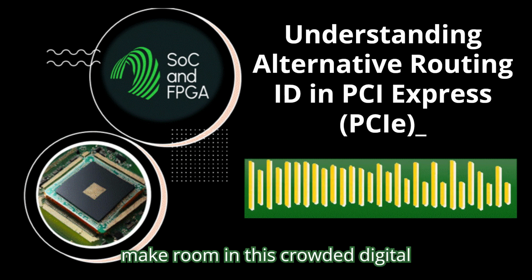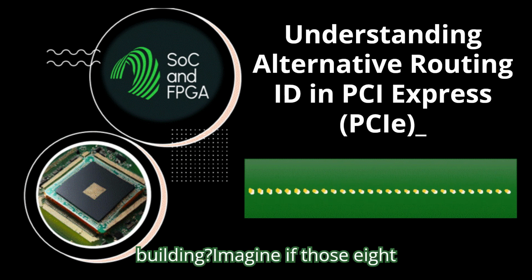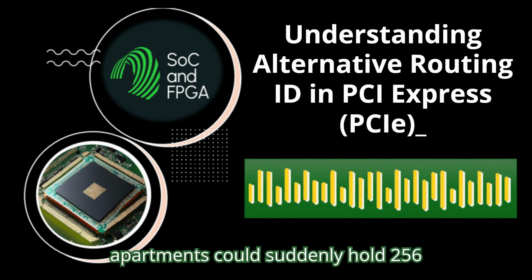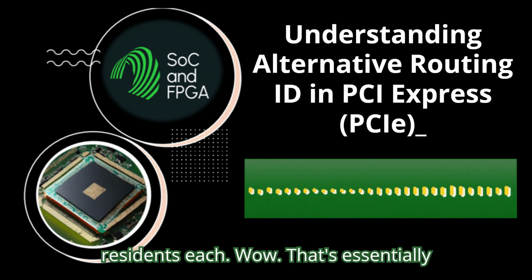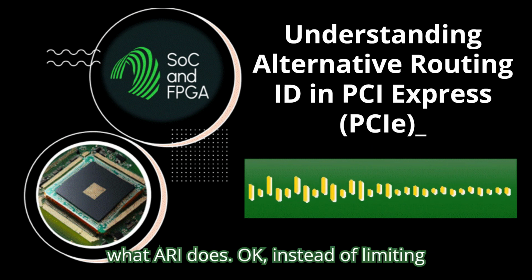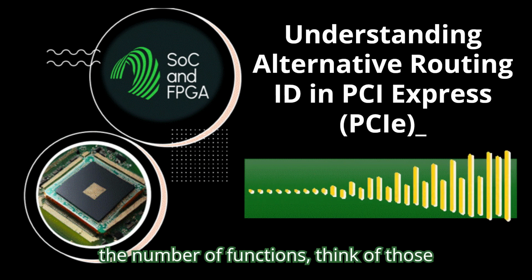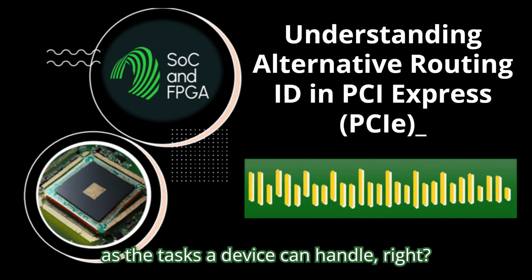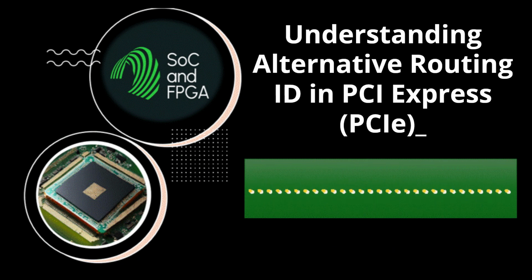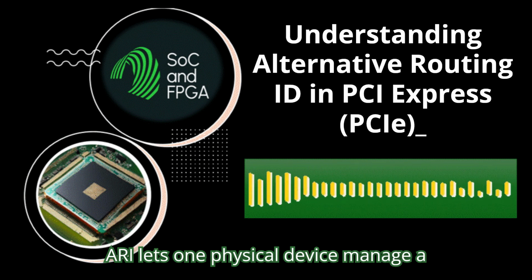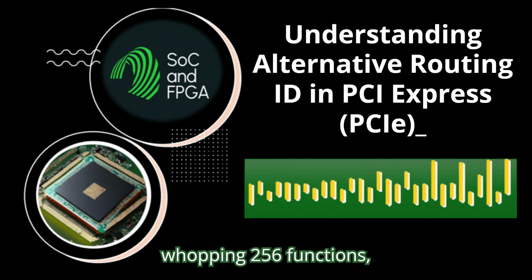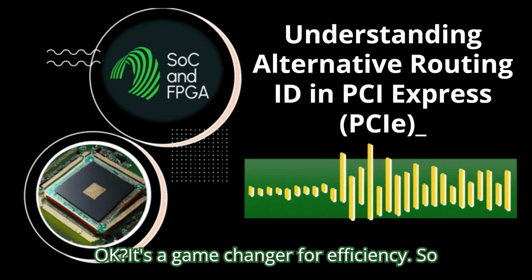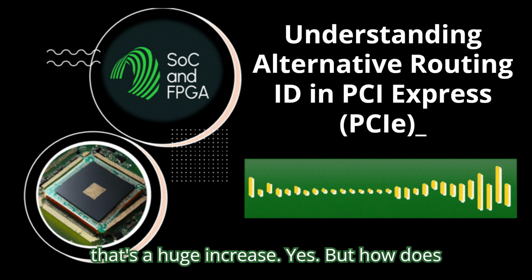So ARI swoops in with a major renovation. But how do they make room in this crowded digital building? Imagine if those 8 apartments could suddenly hold 256 residents each. That's essentially what ARI does. Instead of limiting the number of functions, think of those as the tasks a device can handle, ARI lets one physical device manage a whopping 256 functions. It's a game changer for efficiency. So that's a huge increase.